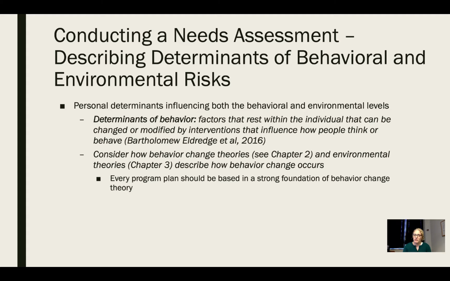So it's really important to remember that determinants have to be able to be changed or modified. If we're talking about a genetic predisposition towards something, or any other thing that's not able to be changed or modified, that really can't be a determinant of behavior, because your intervention is not going to be able to make a change in those things. So you want to consider how behavior change theories, so refer to chapter 2 in your book, and environmental theories, which is chapter 3 in your book, describe how behavior change occurs. Every program plan should be based on a strong foundation of behavior change theory.